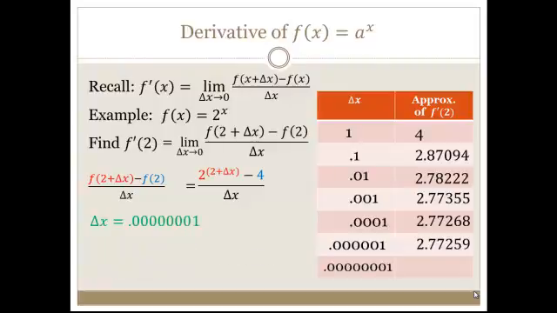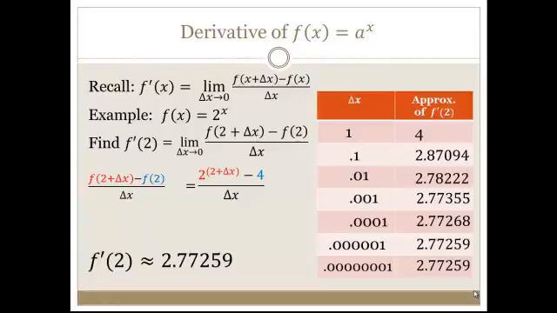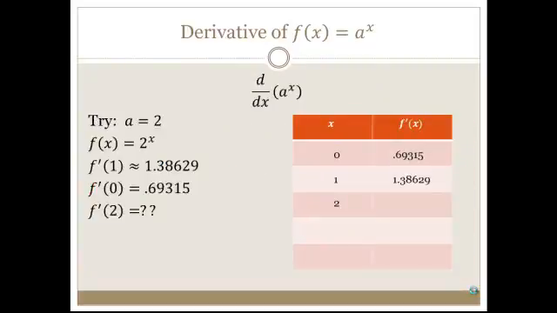Moving delta x even closer to 0, we take delta x to be 0.00000001. Here we compute 2 to the 2 plus delta x minus 4 all over delta x to be 2.77259, which agrees completely with our last approximation. So again, we can be confident that as we take delta x to be even smaller, our approximation of f prime of 2 will not change by much. So our approximation of f prime of 2 is 2.77259. So when x equals 2, our approximation of f prime of x is 2.77259.